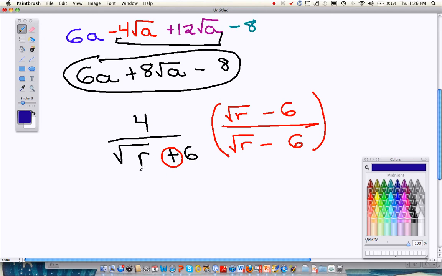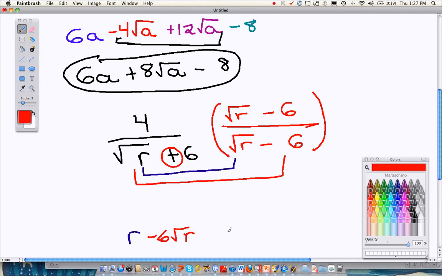So if we were to FOIL out the bottom, and we'll deal with the top in just a minute, first times first, root r times root r. We talked about when you multiply a root times a root, you're just left with what's underneath. So that's our r. We'll do outer times outer, negative 6 root r. We'll go ahead and do inner times inner, positive 6 root r. And last but not least, last times last. Positive 6 times negative 6 is negative 36.